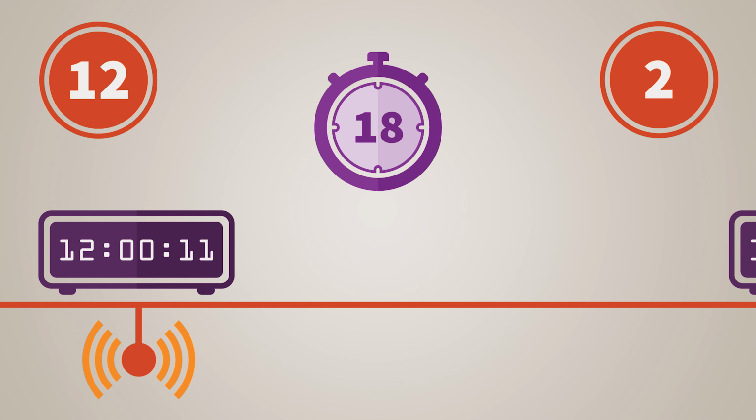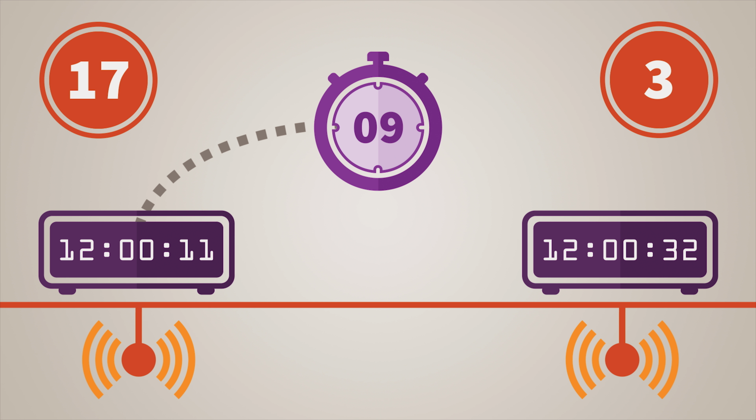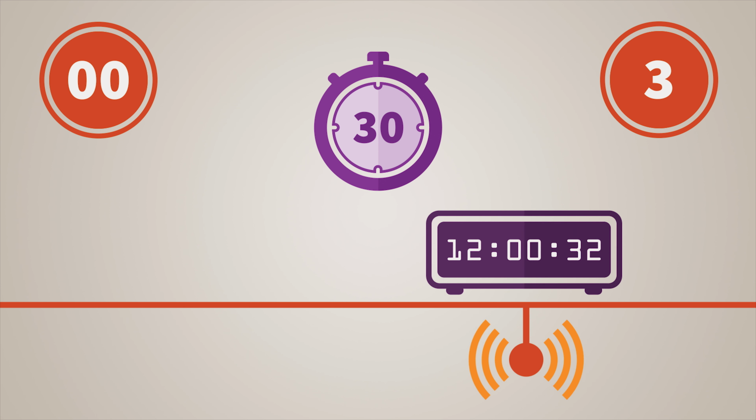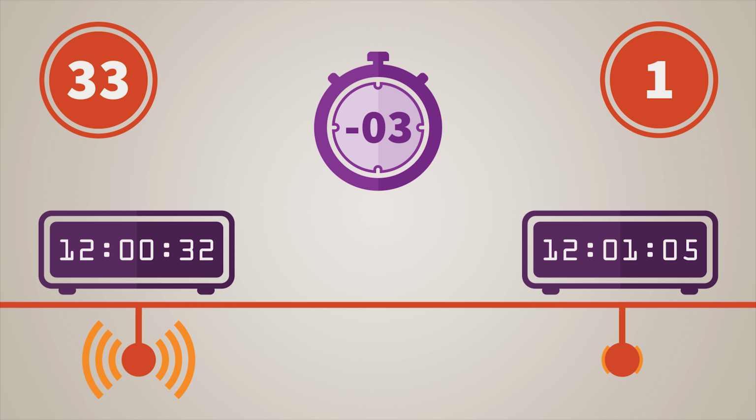If the next signal arrives at 12 minutes and 32 seconds, that is 21 seconds later, and therefore the counter then increments to 3, and the timer then resets to 30 seconds and begins to wait for the next signal. If the next signal arrives at 12:01 and 5 seconds, that is more than 30 seconds later, and the counter then kicks back down to 1, and the timer resets to 30 seconds again.